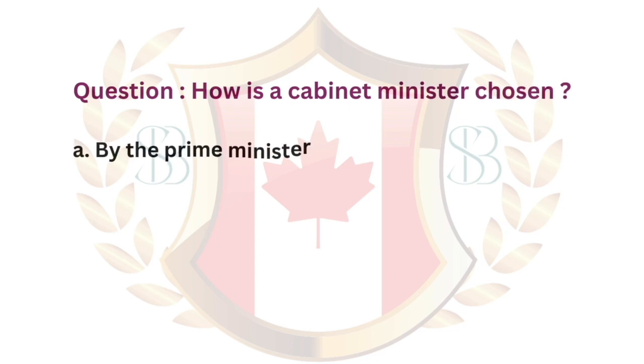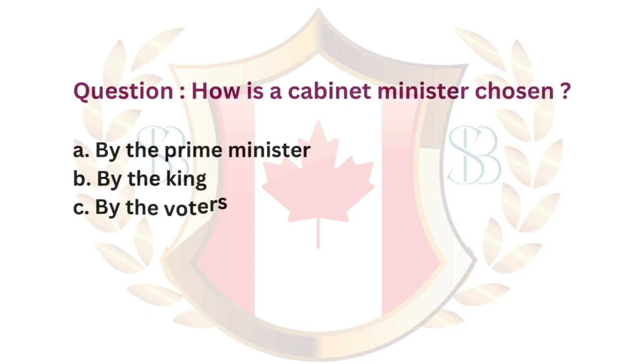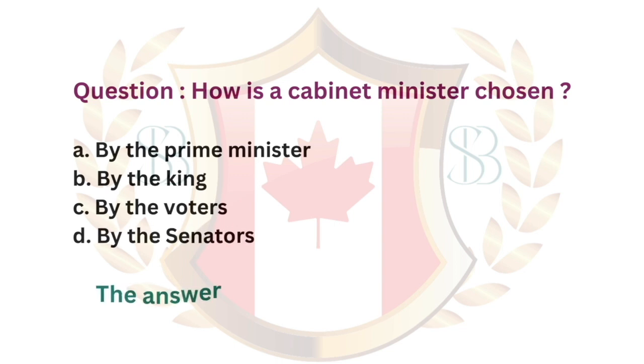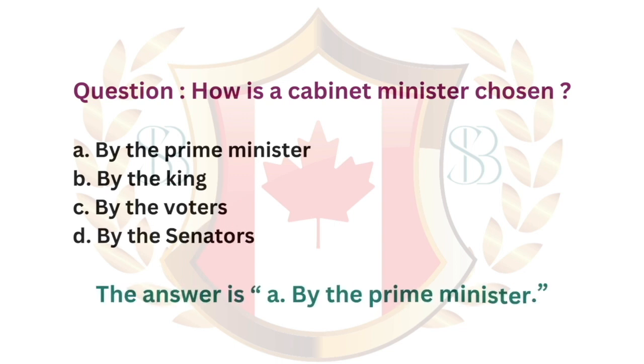Question. How is a cabinet minister chosen? A. By the Prime Minister. B. By the King. C. By the voters. D. By the senators. The answer is A. By the Prime Minister.